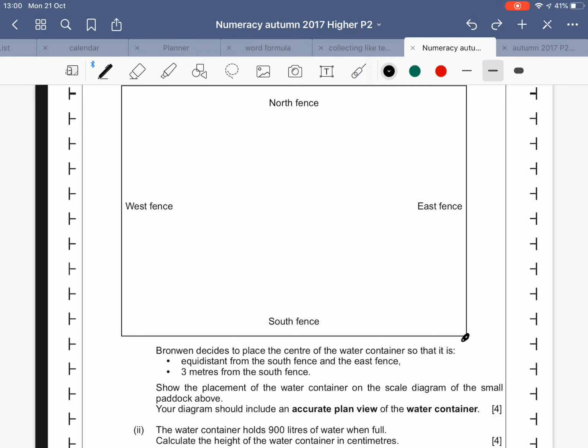So you're going to put your compass point here, draw an arc. Then put the same length compass point here, cross; compass point here, cross. Then you're going to join from the dot in the corner through the point all the way up. So the water container lies on that line.